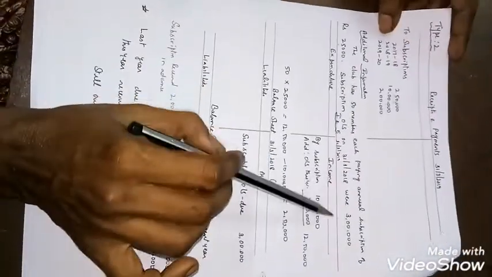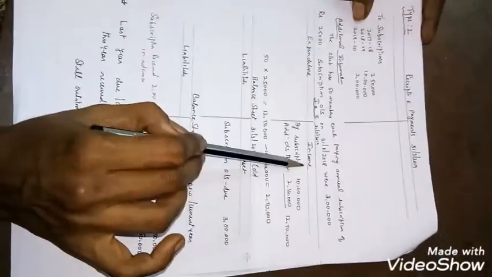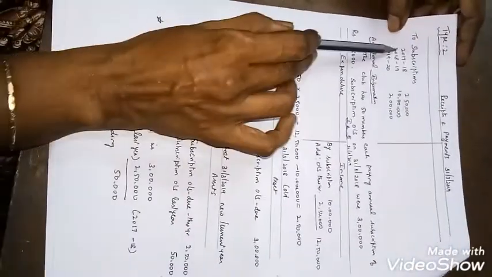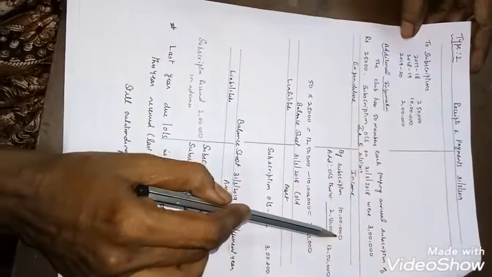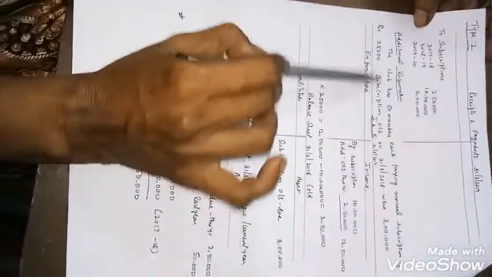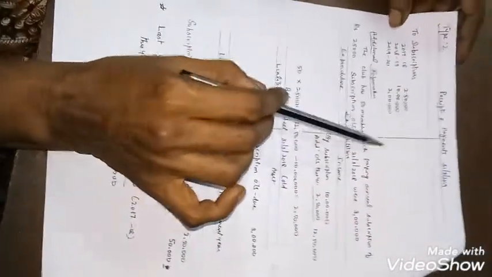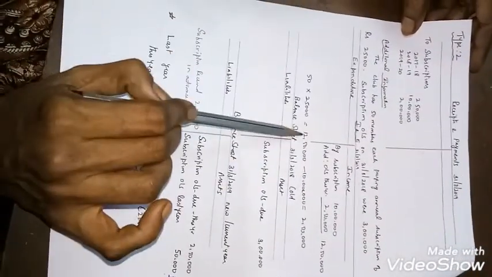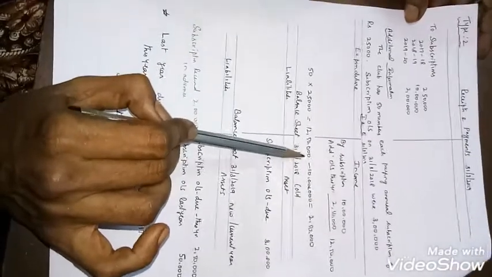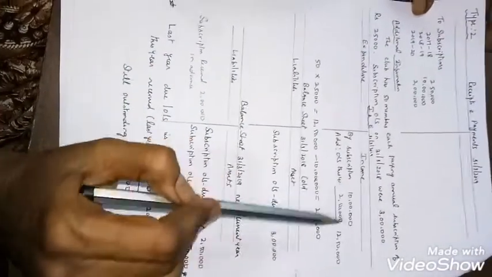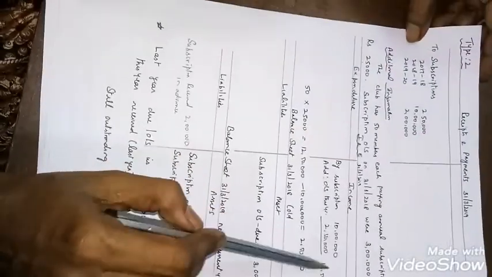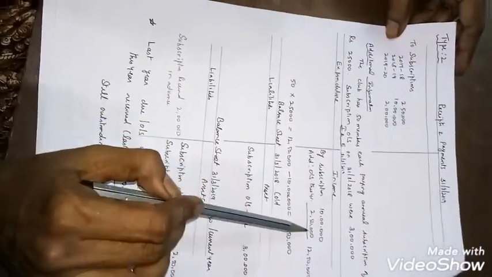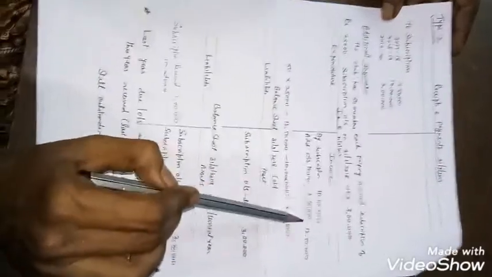In the income and expenditure account, income side, by subscription, how much did we receive this year? 10 lakhs. First you have to write it. And then how many members are there in your club? 50 members. 50 into 25,000, we are supposed to get 12,50,000. Already we got 10 lakhs. So what is outstanding? 2,50,000 is outstanding. So by subscription 10 lakhs. This year outstanding is 2,50,000 yet to receive. So the total amount you are supposed to receive is 12,50,000.